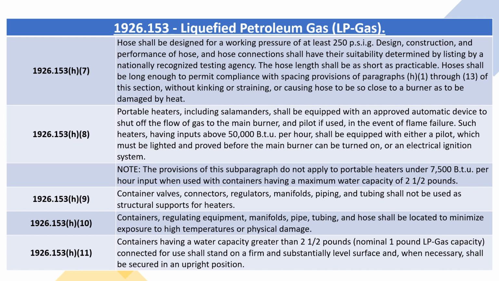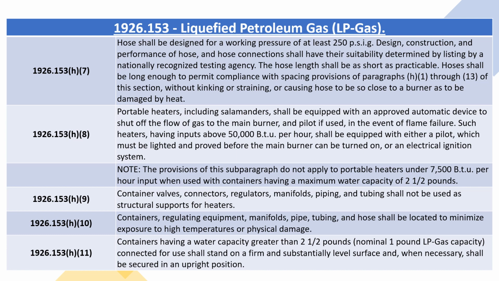1926.153(h)(8), Portable heaters, including salamanders, shall be equipped with an approved automatic device to shut off the flow of gas to the main burner, and pilot if used, in the event of flame failure. Such heaters, having inputs above 50,000 BTU per hour, shall be equipped with either a pilot, which must be lighted and proved before the main burner can be turned on, or an electrical ignition system. Note: the provisions of this subparagraph do not apply to portable heaters under 7,500 BTU per hour input when used with containers having a maximum water capacity of 2.5 pounds.